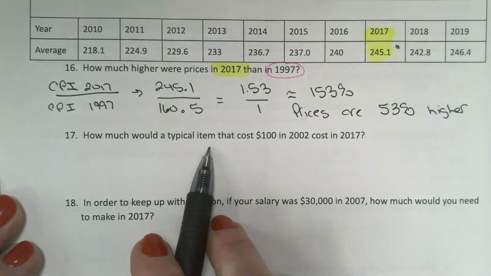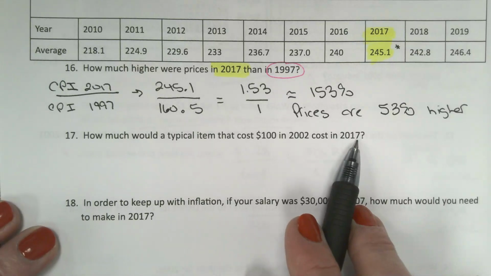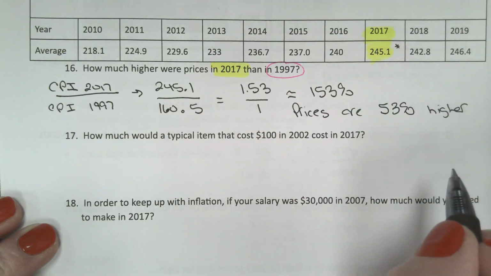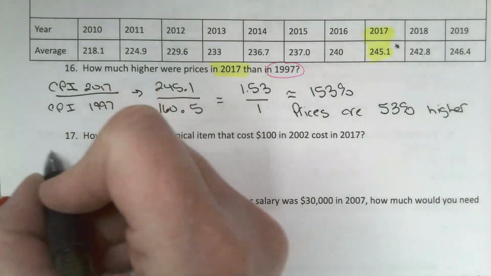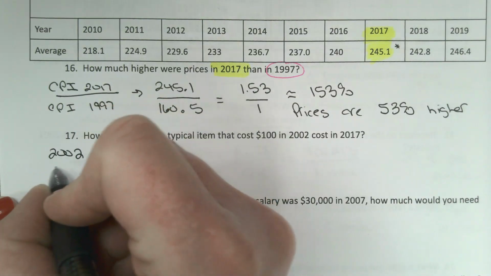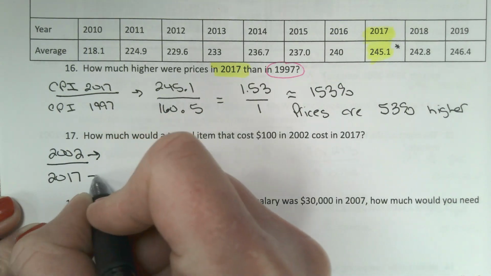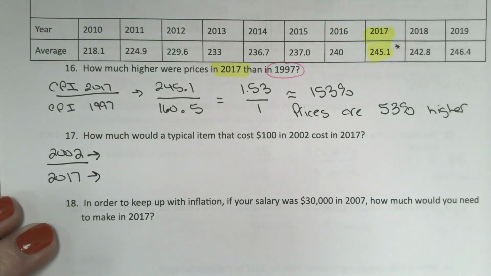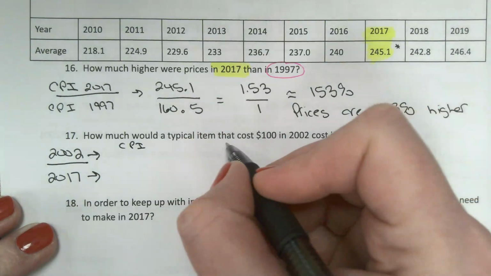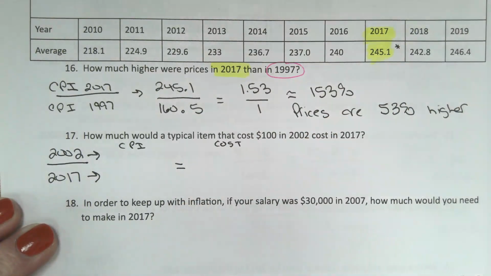How much would a typical item that cost $100 in 2002 cost in 2017? All right, so we're going to use the CPI as one of our measures. And to keep myself organized, I have 2002 numbers on top, and I'm going to have 2017 numbers here on the bottom. In the first one, I'm going to put the CPI, and then I'm going to set that equal, and over here is what things are going to cost.